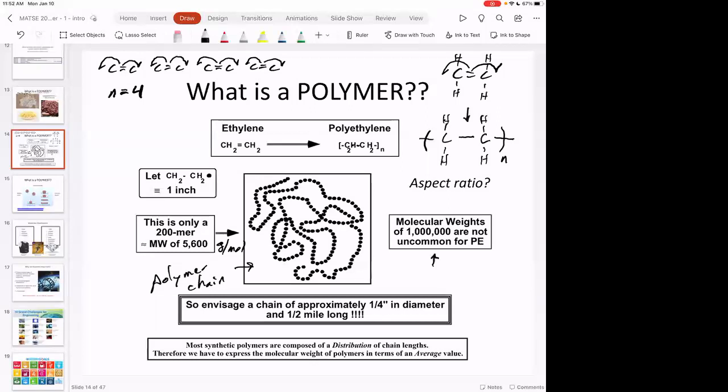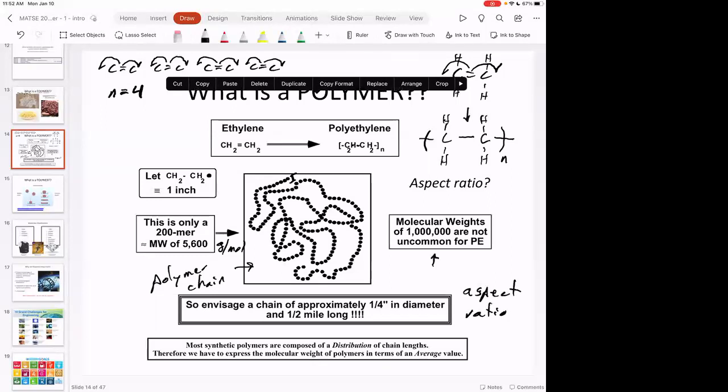The other thing that's really interesting about these long chains is that we can look at the aspect ratio. Aspect ratio is usually the length divided by the width, or the length over the height, or the long dimension divided by the short dimension, because usually aspect ratio is a number greater than 1, unless we have some sort of frame of reference. But the aspect ratio of polymers is humongous.